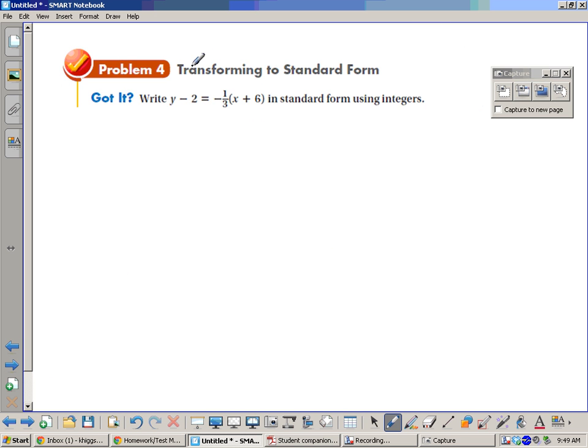So now we're going to talk about how to take an equation, this is in point slope form, and put it into standard form using integers. Now if you remember, integers are just these numbers. They continue on, no decimals, just whole numbers and their opposites. So the first thing we have to do is distribute. So we're going to distribute first.